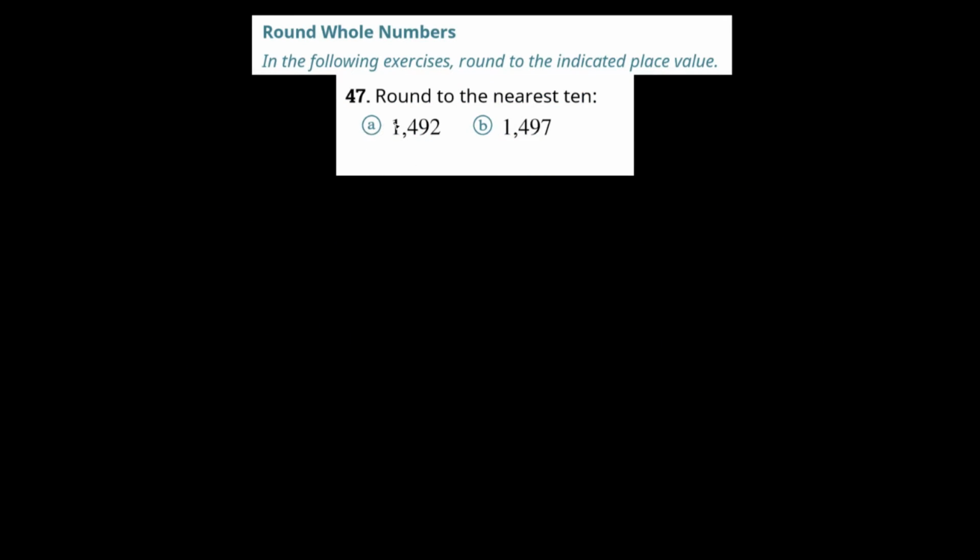We have 47, round to the nearest 10. We have 1,492. We want to round to the nearest 10. Let's choose a different color. We underline the tens place value and then look to the number to its right. 2 is less than 5, so we are going to round down. We just change that to a 0. And our new number becomes 1,490.